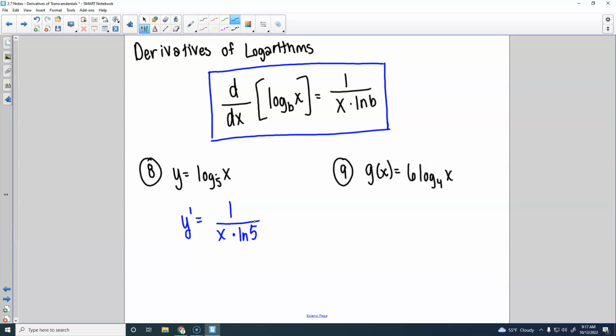And for the second one, for g prime of x, the 6 is a coefficient. It's just going to hang out front. Then we would have 1 over x times natural log of 4. And probably you would see this written back together. That's like 6 over 1. We're multiplying here, so it'd be 6 over x natural log of 4.